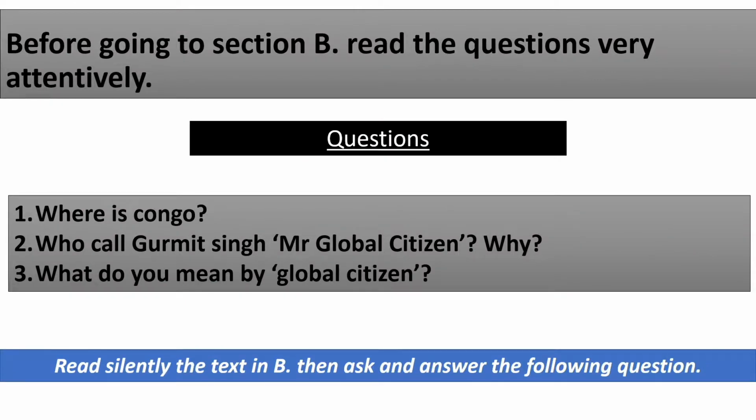Dear learners, your task is to read the letter in section B. But before going to section B, read the questions very attentively. Number one, where is Congo? Number two, who called Gurmeet Singh Mr. Global Citizen? Why? Number three, what do you mean by global citizen?